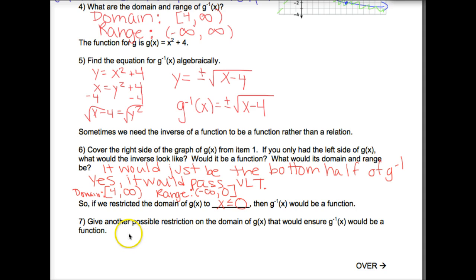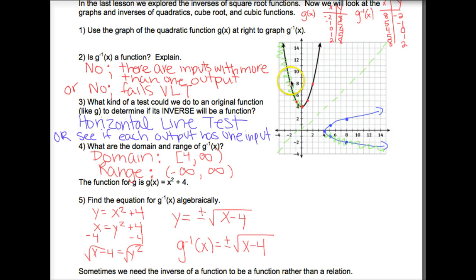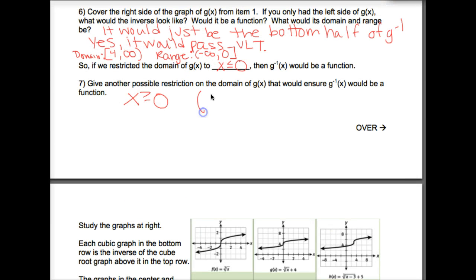Correct answer here would be x greater than or equal to 0, meaning if instead of only having the left side of the graph, we only had the right side of the graph. That would also make the inverse a function because we'd only have the top half. So the explanation is that the inverse would only be the top half, which, just like the bottom half by itself, would pass the vertical line test.